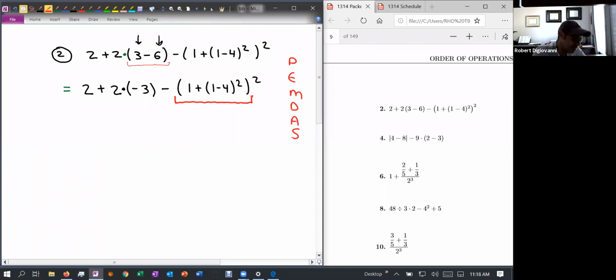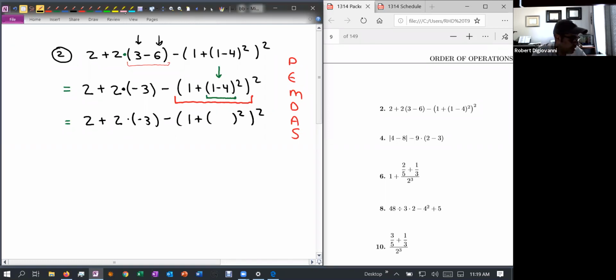But inside of that parentheses, we have another set of parentheses. Whenever you have a set of parentheses with another set of parentheses inside, you always do the one inside first. So I'm going to do this green one first right there. Notice I'm going to rewrite everything: 2 plus 2 times -3 minus parentheses 1 plus parentheses 1 minus 4 squared.